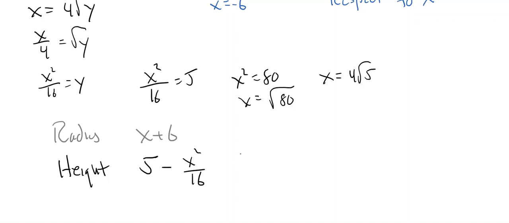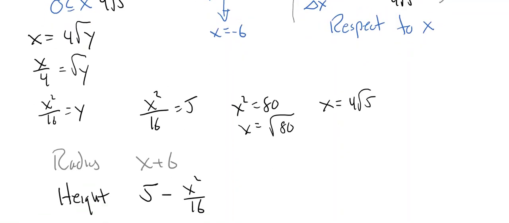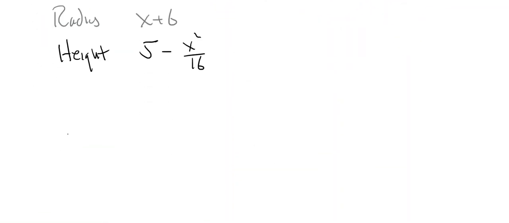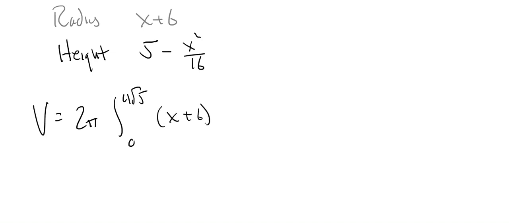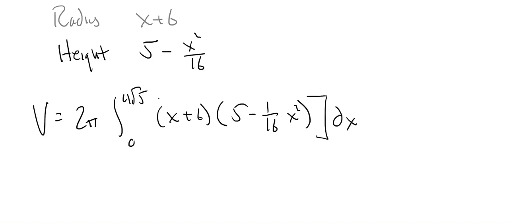So we now have everything that we need to put together our integral. So we have the volume is equal to 2 pi times the integral from 0 to, I believe that was 4 radical 5. And then we have the radius, which is x plus 6, and the height of the rectangle, which is 5 minus 1/16 x squared, all in brackets dx. We want to make sure that we use proper notation here.